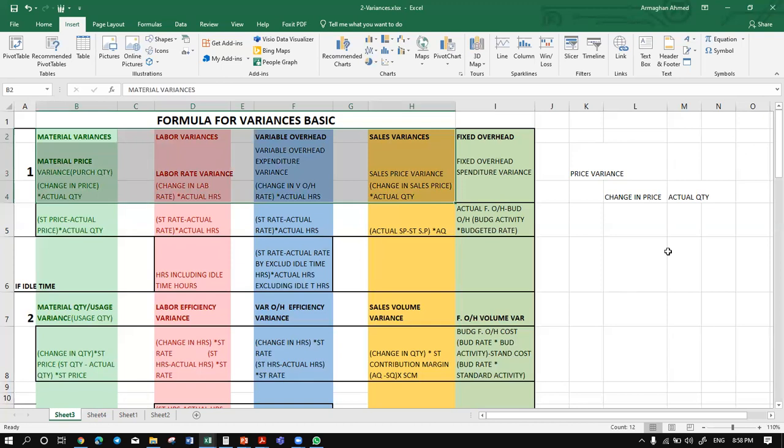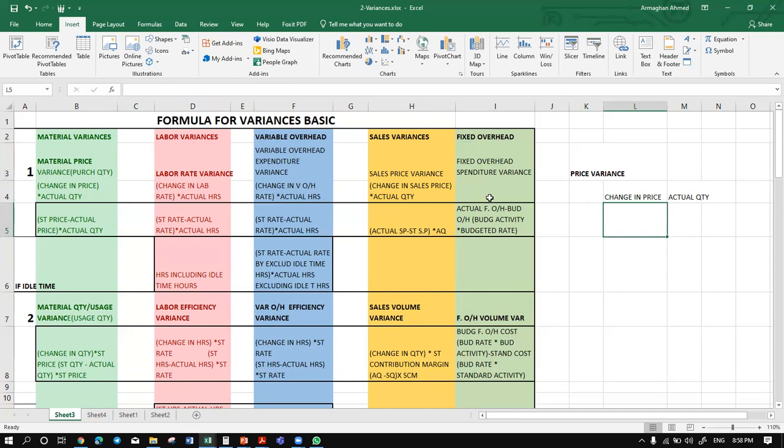So remember this. I'm telling you two formulas: one is the price formula, the other is the quantity formula. Did you understand? The same applies: change in labor rate into actual quantity, meaning actual hours. The same in variable overhead rate into actual hours. The same in change in the sales price into actual quantity, the number of units sold. Remember, this is the price variance formula that will work.